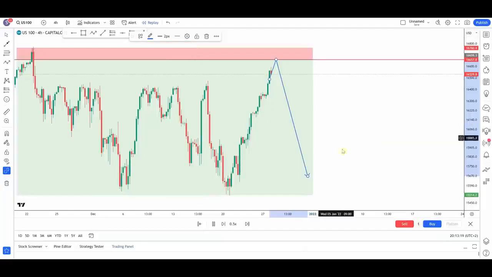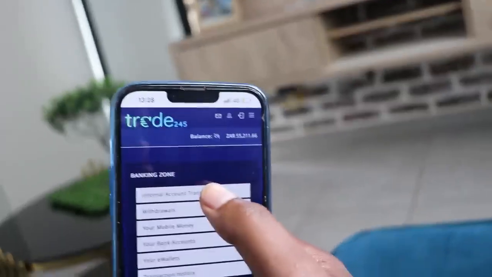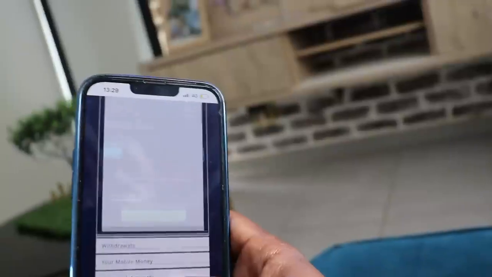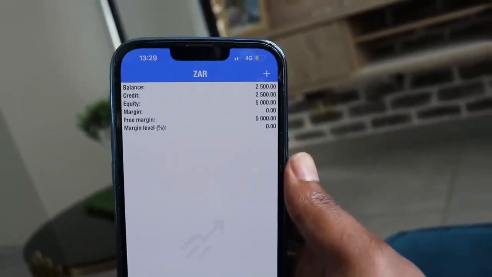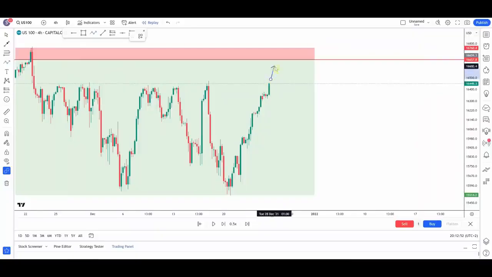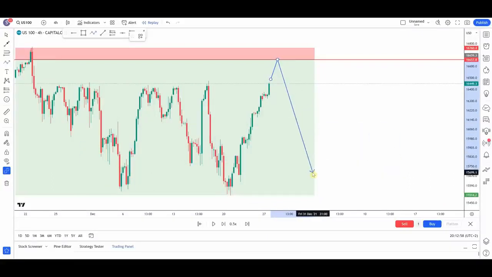The day was the 28th December 2022 and the market was playing around this price, 16,600. I had 55,000 in my wallet, so I decided to transfer 2.5. You can see the account is ready here. It's ready to make $500,000. There are three reasons why I entered this market at 16,658. Let me quickly explain the reasons so that you can understand why I entered the market right here.